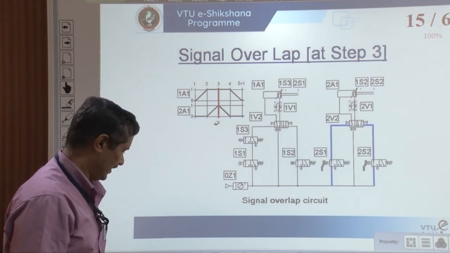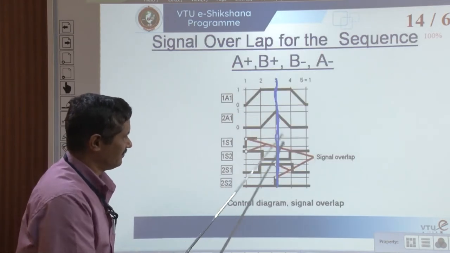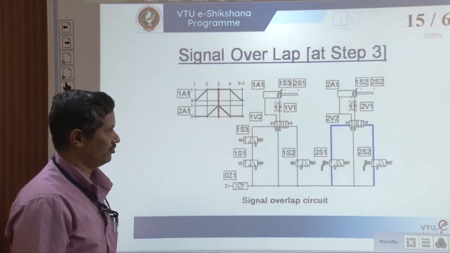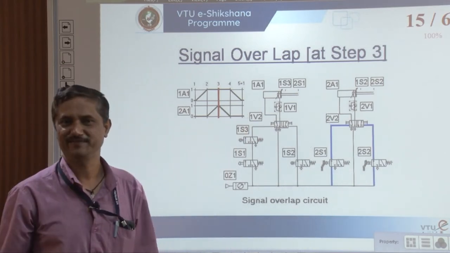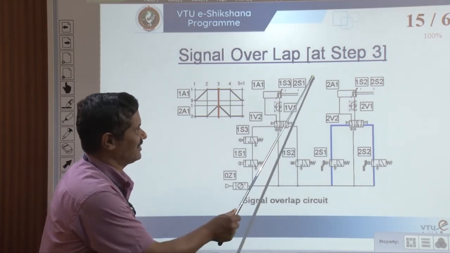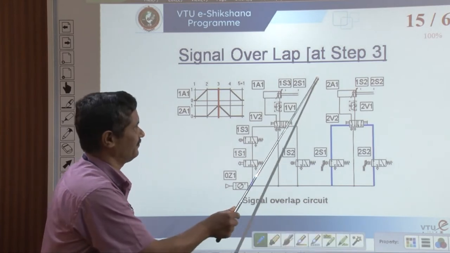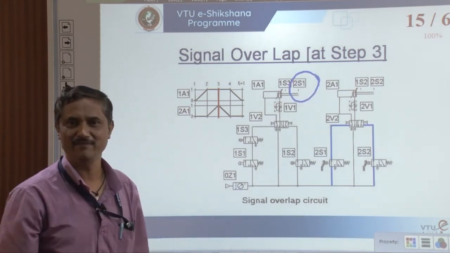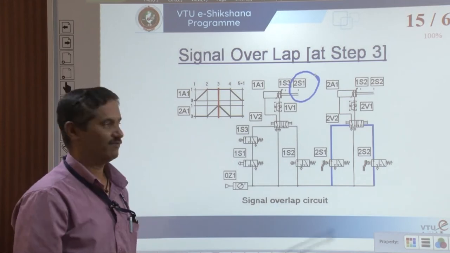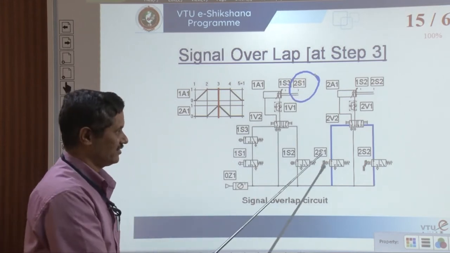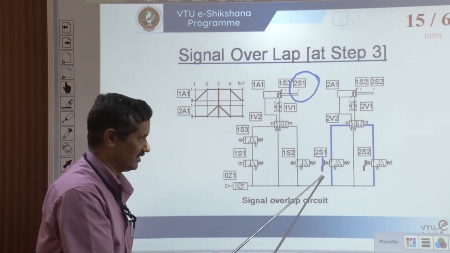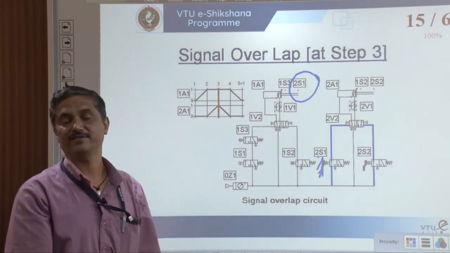So what is that condition? If you observe, that condition was this: 2S1 and 2S2 pressed. Where is 2S1? Just cross check this. 2S1 is here. That is the forward indicating limit switch for cylinder A. So when this moves forward, it automatically presses, and 2S1 gets activated. When this moves forward and hits 2S1, it gets pressed.